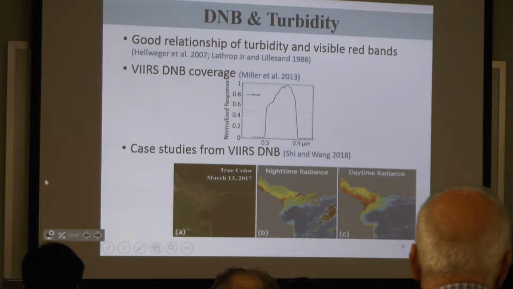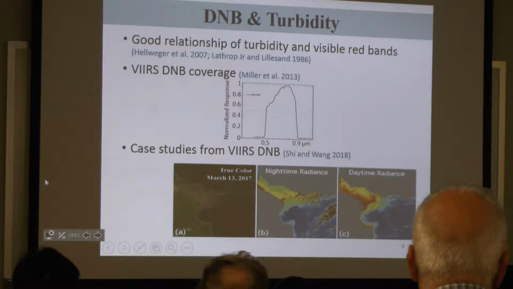There's already literature correlating the water turbidity with visible red bands. The day/night band covers a wavelength from 0.5 to 0.9 micron, including the visible red band. Therefore, the VIIRS day/night band should be able to quantify coastal water turbidity. This was shown in 2018 when 3 case studies were published by Chih-Wei Huang. They used a day/night band irradiance ratio to explore the diurnal movement of the sediment fronts.